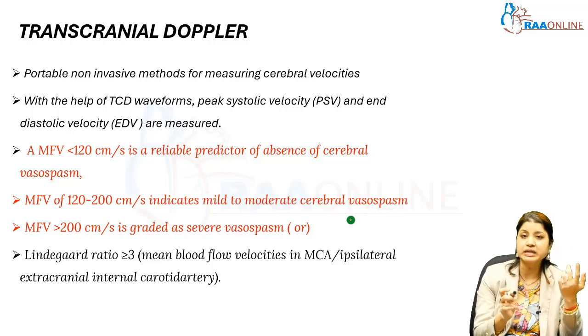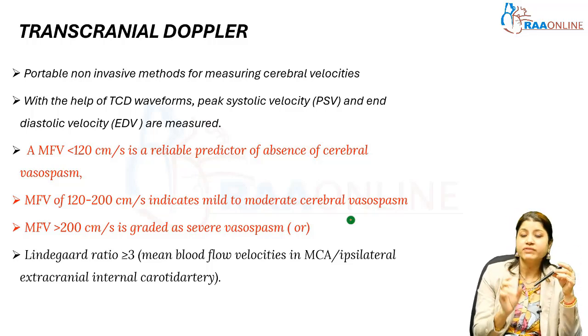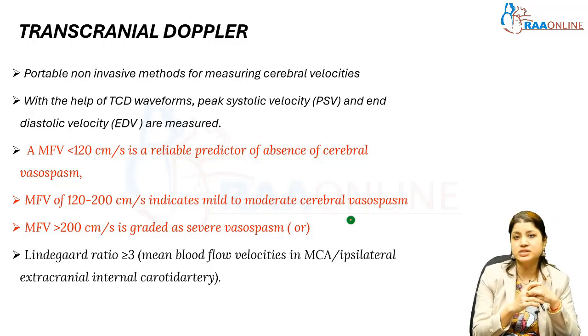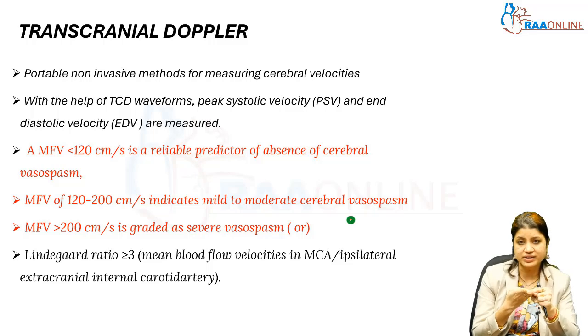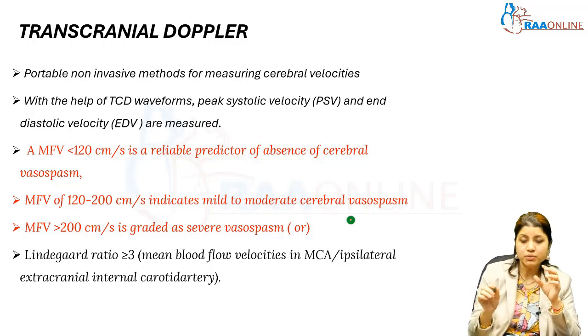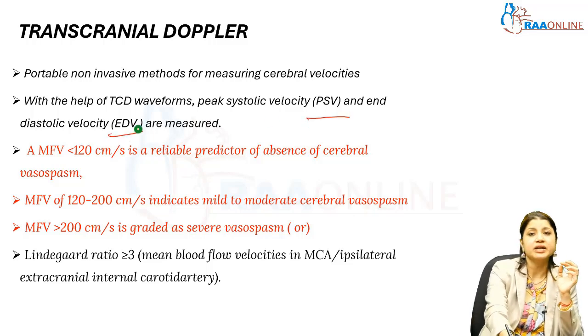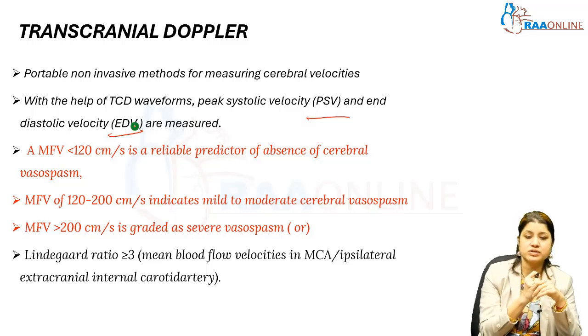like the transorbital, transtemporal as well as your submandibular windows, we try to measure the peak systolic velocity and the end diastolic velocity in the major vessels like middle cerebral artery, anterior cerebral artery, vertebral arteries and the basilar arteries. In addition to that, we also look for your mean cerebral velocities in our carotid arteries. So based on the waveform, we get a peak systolic velocity and the end diastolic velocity, and then we calculate our mean flow velocity.